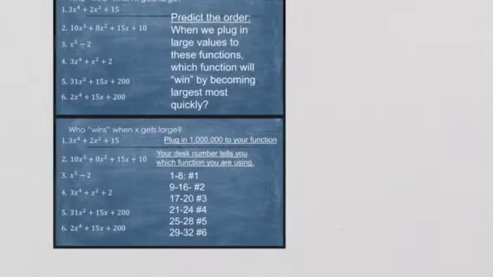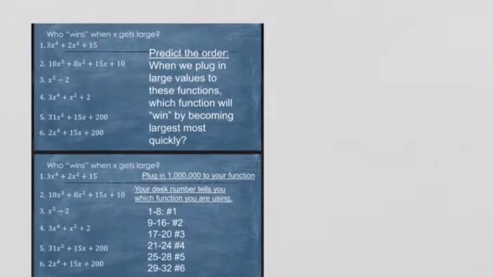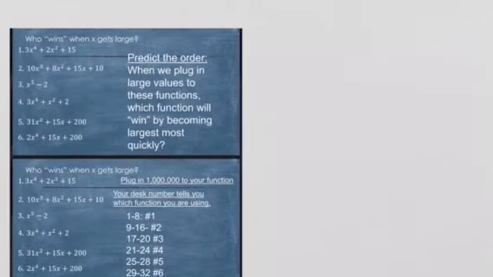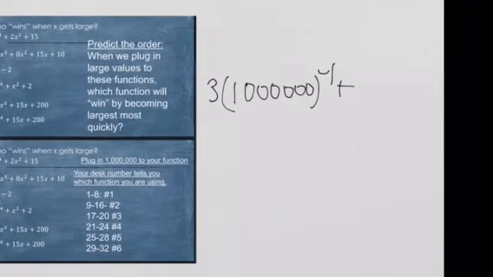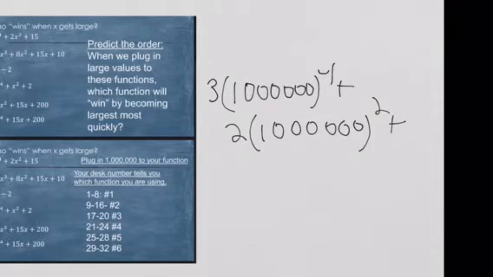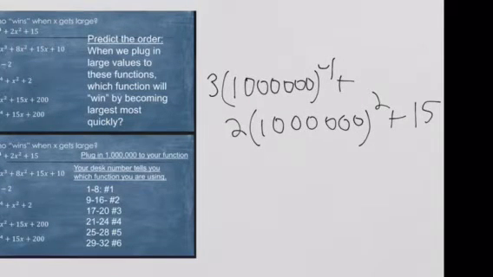So what you can do is plug in 1,000,000 to one of these functions just to get an idea of the size of them. Based on your desk number, if you're 1 through 8, you're going to use number 1. If your desk number is 9 through 16, you're going to do function 2. And you're going to literally just plug in 1,000,000 and see what you get. So for function 1, we would do in our calculator 3 times 1,000,000 to the 4th plus 2 times 1,000,000 squared, and then you're going to add at the end 15 and just see what you get.